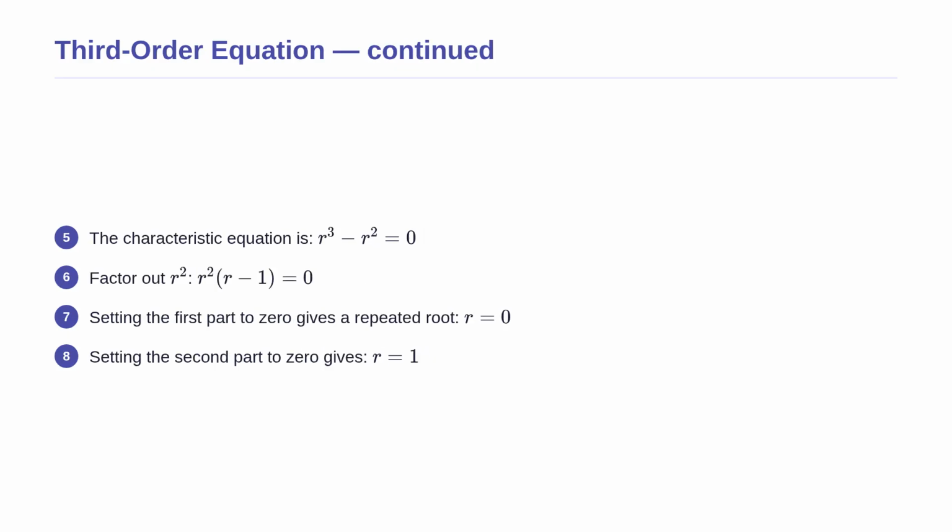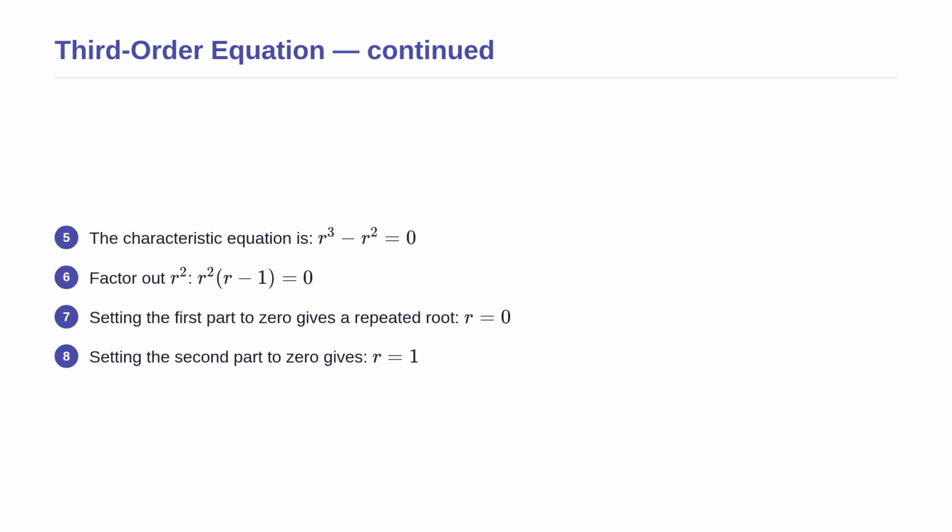This leaves us with the third-degree characteristic equation. R cubed minus r squared equals 0. To find the roots, we need to factor it. Both terms share a common factor of r squared, so we pull that out to the front. This breaks the complex polynomial into 2 simpler pieces multiplied together, r squared and r minus 1.